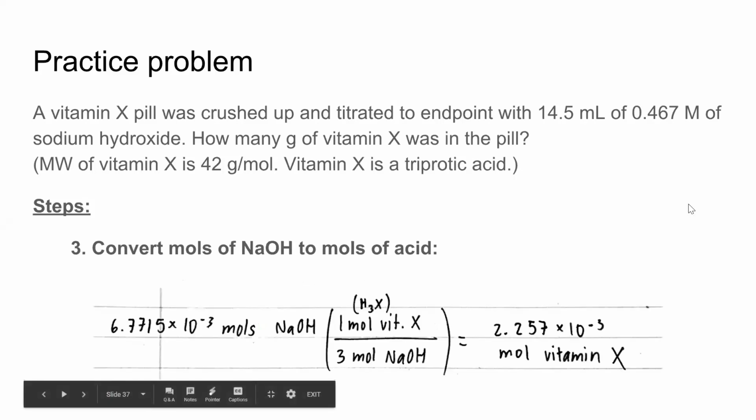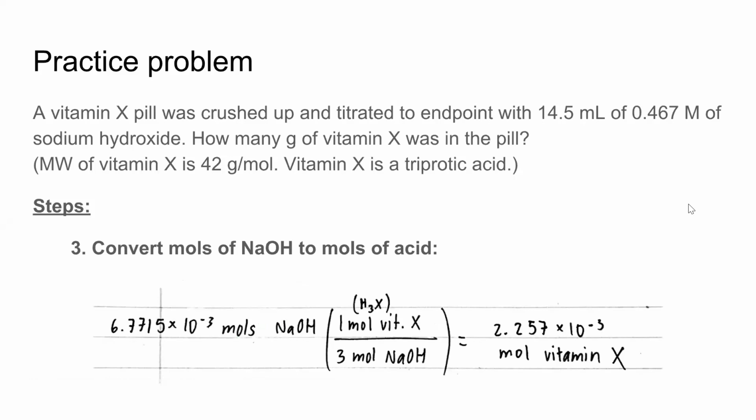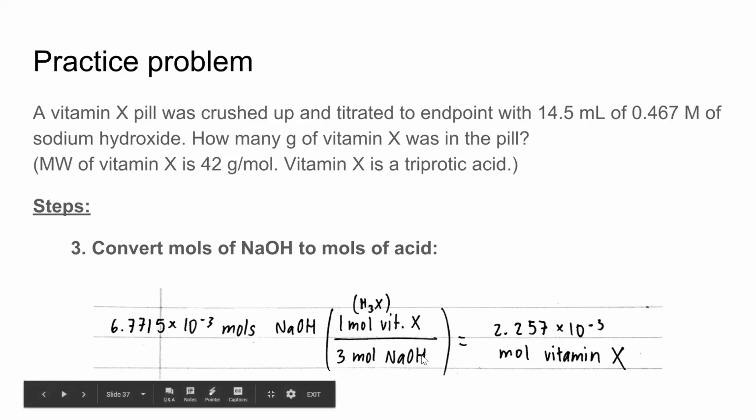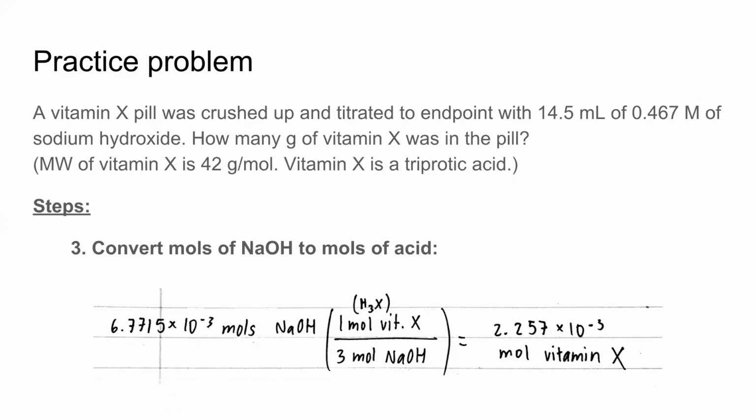So given that hint, let's convert moles of NaOH to moles of the acid. Here I have moles of NaOH, and then because one NaOH molecule has one OH ion, I'm going to need 3 moles of NaOH to cancel out 1 mole of vitamin X. Because I wrote a pretend formula right here, H3X, 3 OHs will neutralize the 3 hydrogens. So don't be surprised if your moles of vitamin X will be a much smaller number than the moles of NaOH, because this acid is very, very strong, quote unquote.